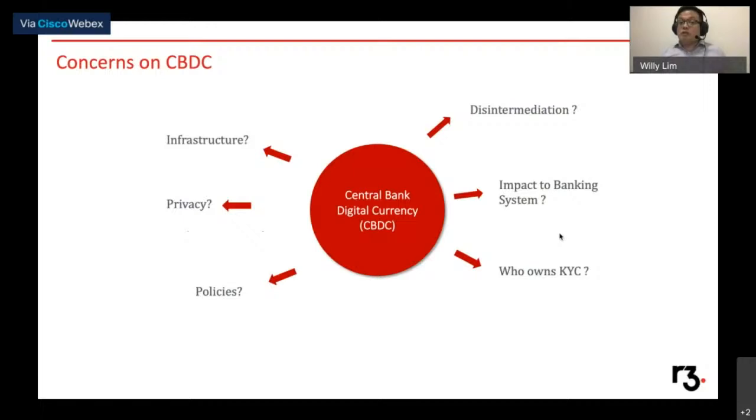And also the right policies in place. Take, for example, the one I cited here: the impact on the banking system. A lot of the concerns with CBDCs are that it may disintermediate the banks.